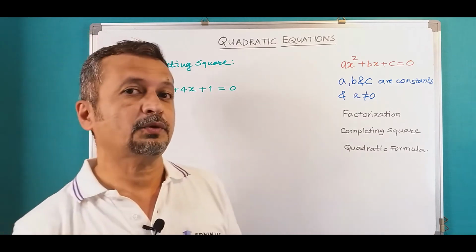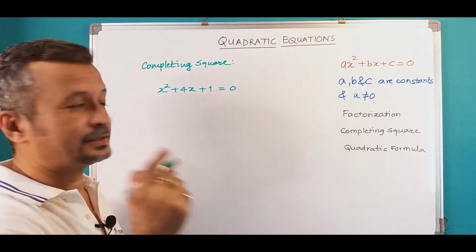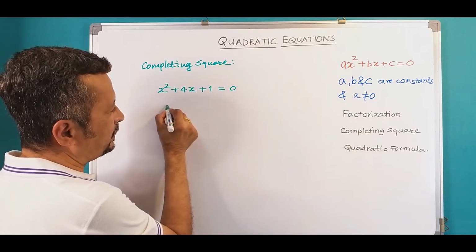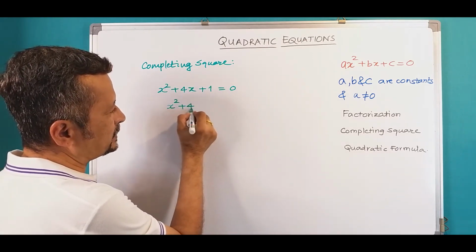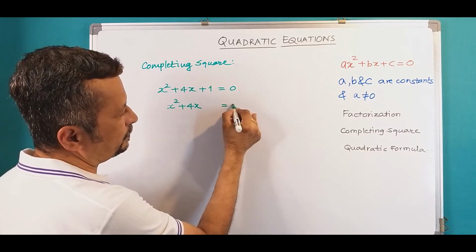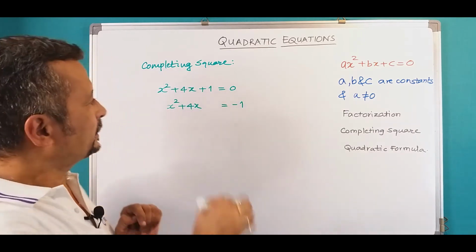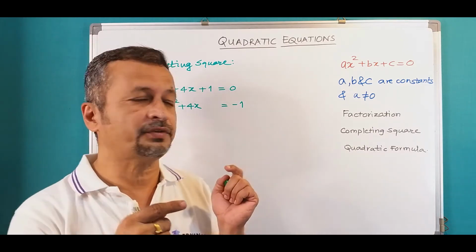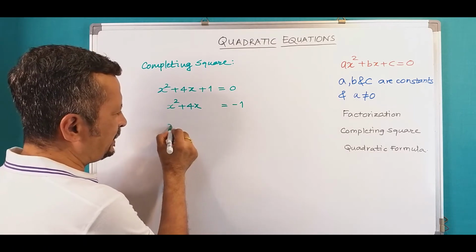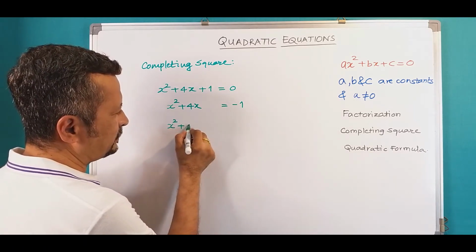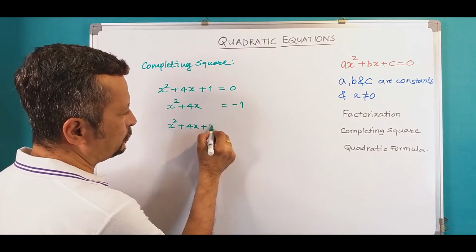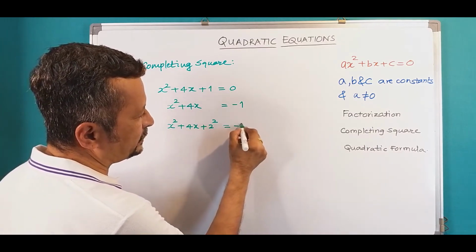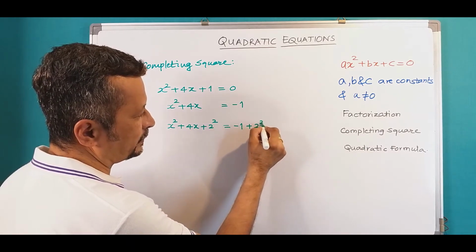Okay, now I'm going to complete square, but then how can I do that? I'll take this constant term on the other side. Okay, so I write here x square plus 4x is equal to minus 1. Now here I have x square plus 4x. So how can I make a complete square out of it? What I'll do is I'll add x square plus 4x plus 2 square, and then that would be equal to minus 1 plus 2 square.